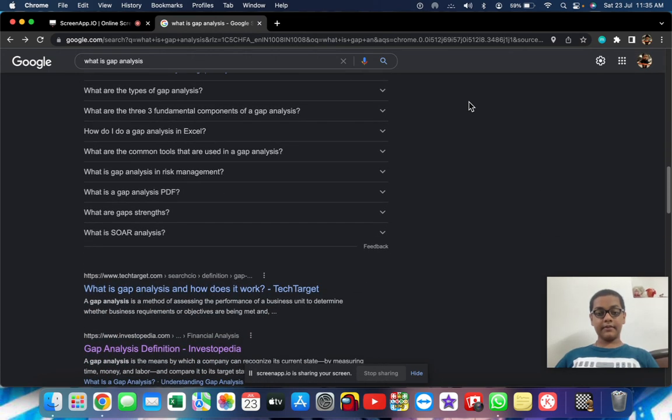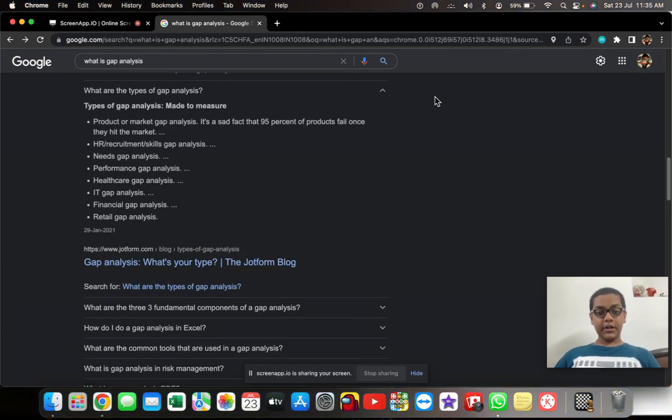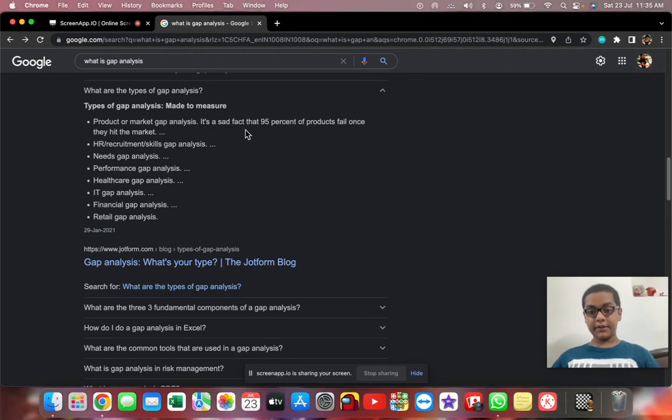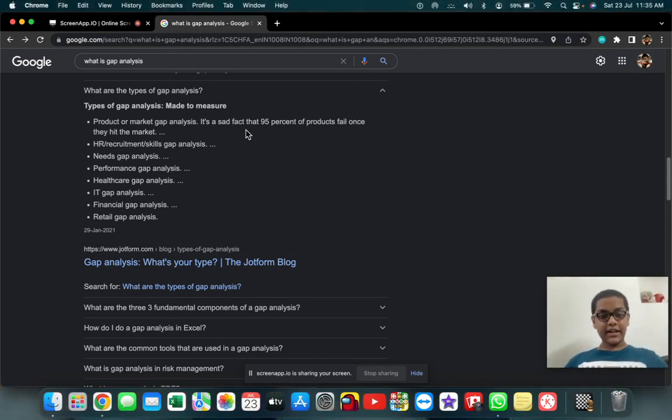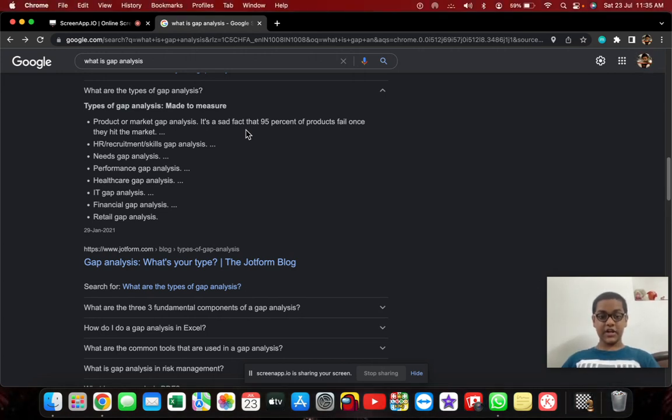What are the types of gap analysis? Product or market gap analysis. It is a sad fact that 95% of products fail once they hit the market. HR recruitment skills gap analysis, needs gap analysis, performance gap analysis, healthcare gap analysis, IT gap analysis, financial gap analysis, and retail gap analysis.